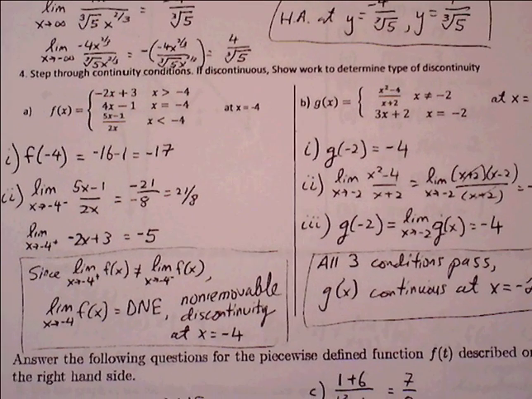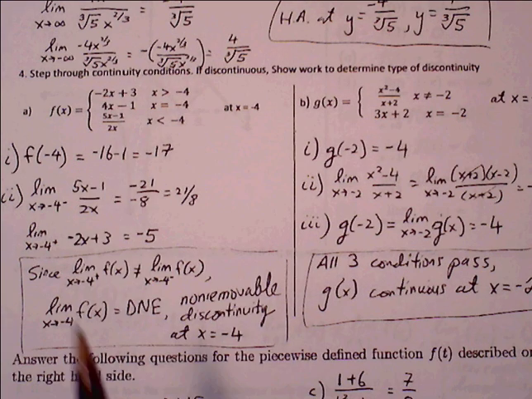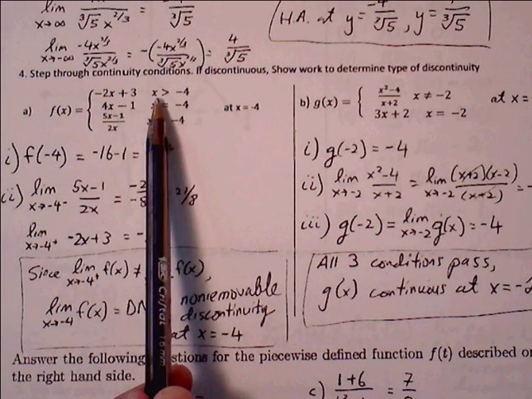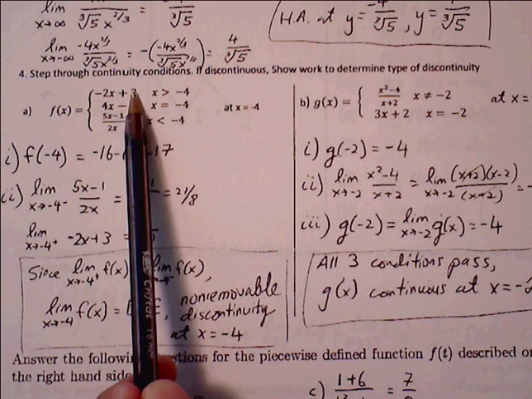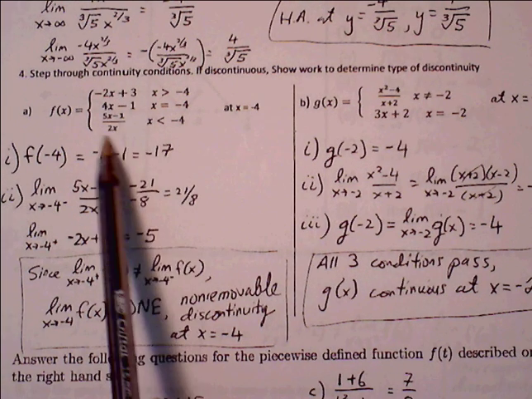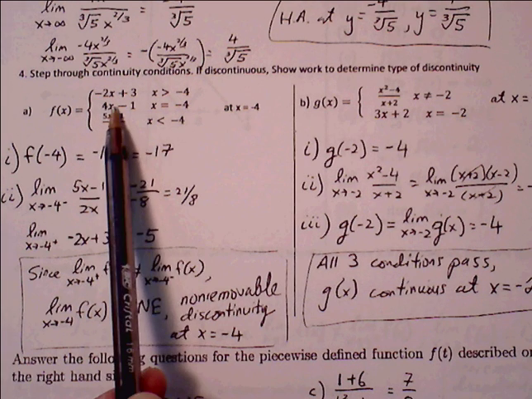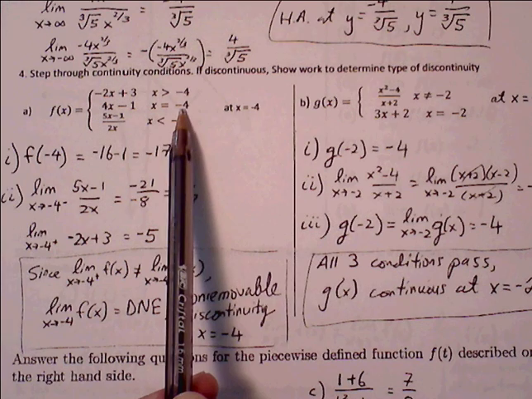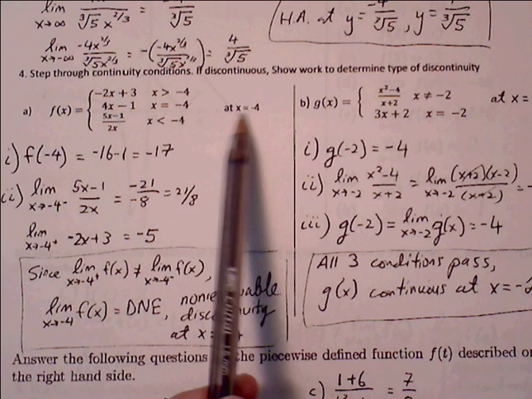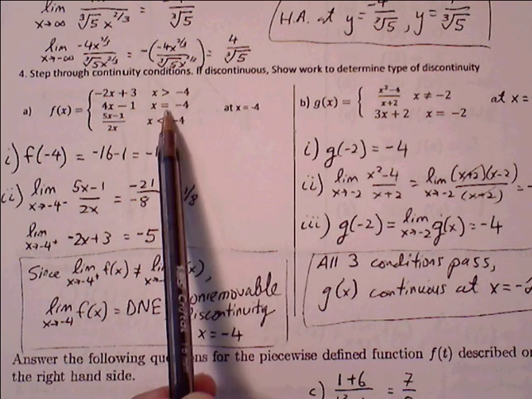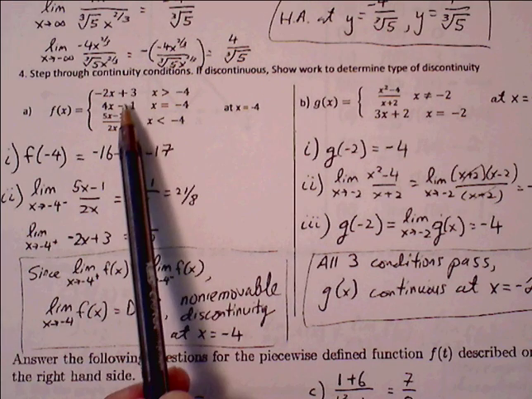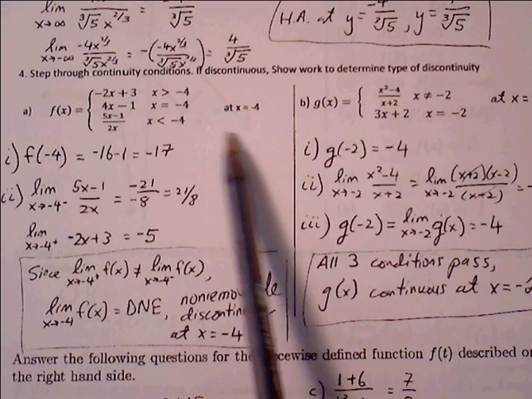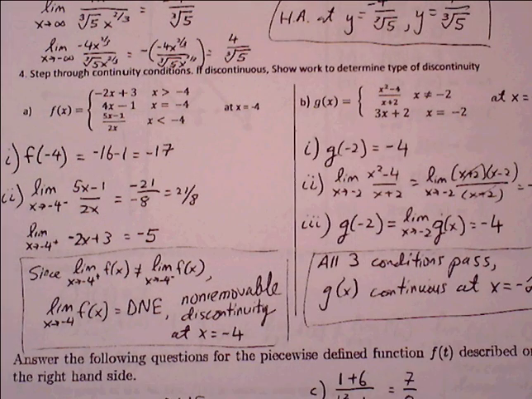All right, number 4, step through continuity conditions. If not continuous, show work to determine the type of discontinuity. All right, so there are 3 parts to this piecewise function. We have a branch that exists to the right of negative 4. We have a branch that exists to the left of negative 4. And then we also have an equation that just represents a specific point at negative 4. So all this is centered around negative 4. We just want to know, do these 2 branches and the ordered pair connect at negative 4, allowing the function to be continuous?